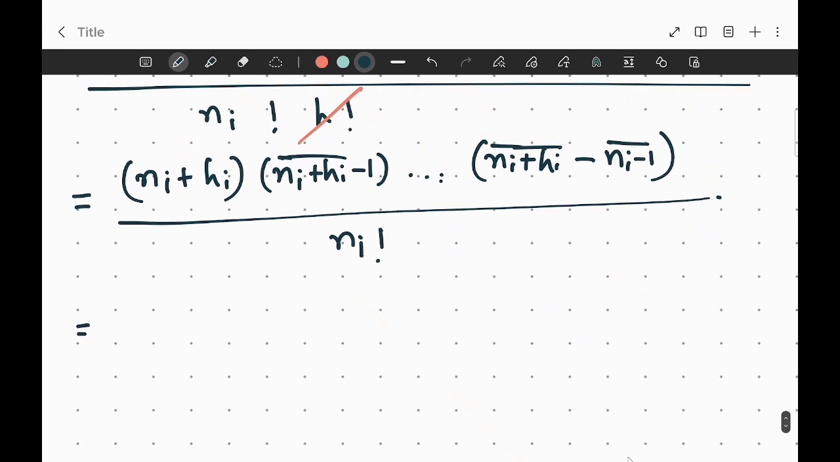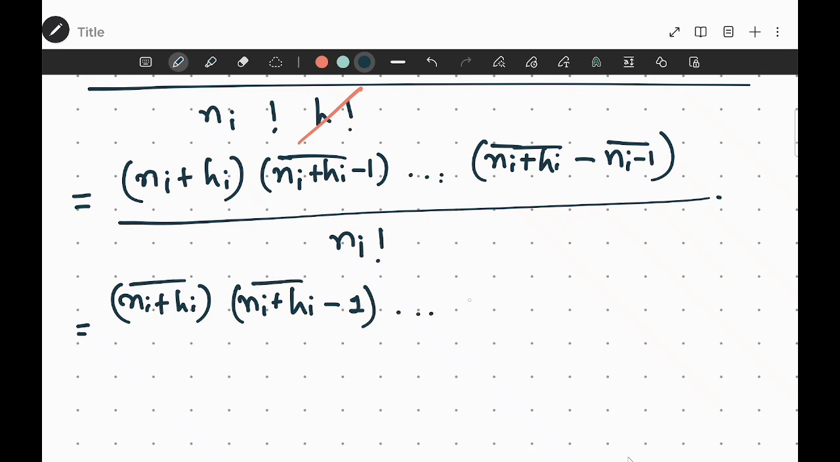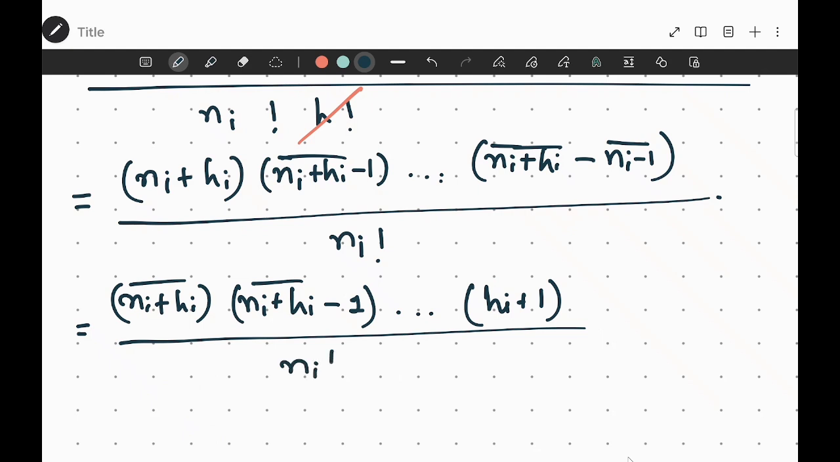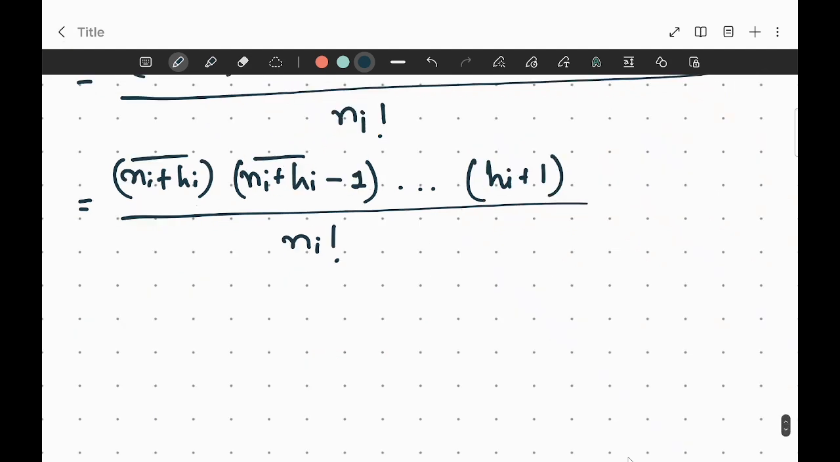So if you simplify it, it is Ni plus Hi, Ni plus Hi minus 1, and so on. If you simplify it, just look at Hi minus 1, sorry, plus 1. Just Hi plus 1. Okay, up to Hi plus 1. Is it clear? Yes.